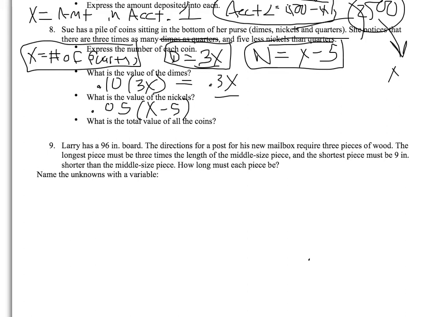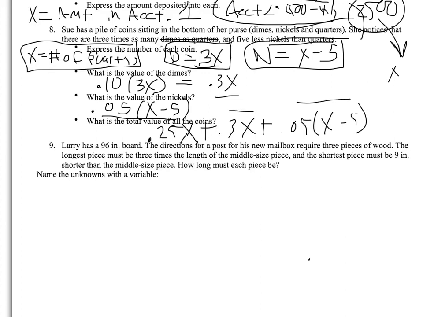Okay? Now, what is the total value of all the coins? Well, this is the value of dimes, so 0.3x, plus the value of nickels, 0.05 times x minus 5. Now, we need to add the quarters in. The value of 1 quarter is 25 cents, so in terms of dollars, 0.25. The number of quarters is x, so 0.25x would be the value of the quarters, plus our 0.3x for the dimes, plus our 0.05 times x minus 5 for the nickels. And we could simplify that, but we really haven't talked about distribution, so we'll get to that in a little bit.